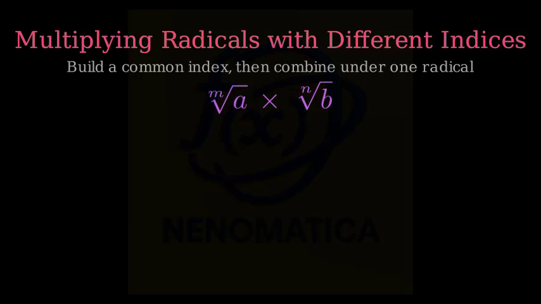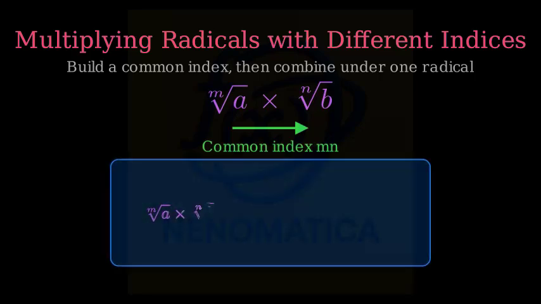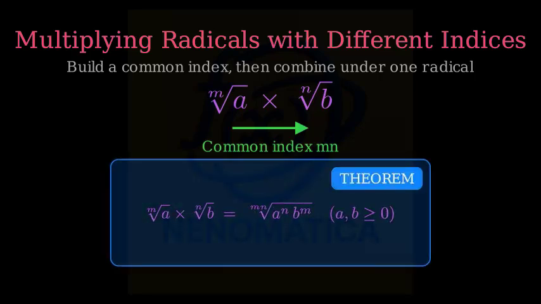The big idea is to convert both radicals to share the same index. We will build a common index equal to m times n. Here is the theorem. The mth root of a times the nth root of b equals the mnth root of a to the n times b to the m, assuming a and b are non-negative.